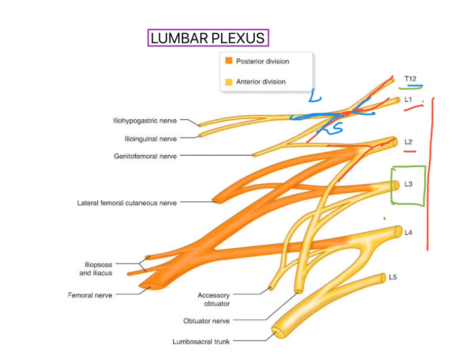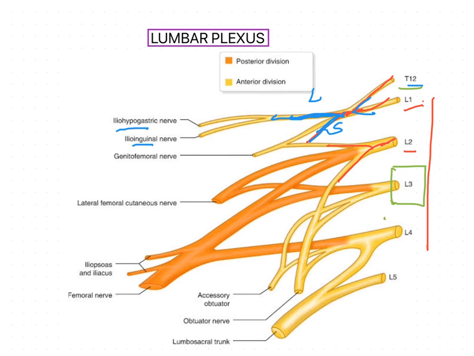The larger upper division is going to give two branches here. What are the two branches? The iliohypogastric nerve and the ilioinguinal nerve are the branches of the upper division of L1. Next, what is remaining here? The smaller division is remaining.